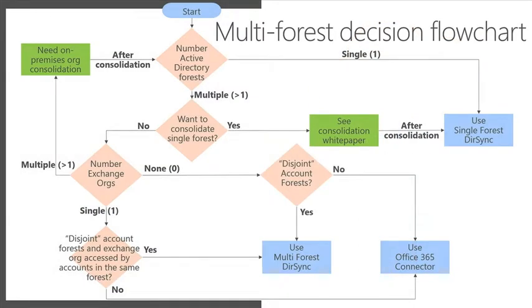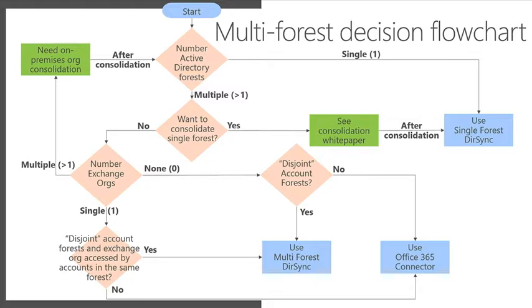Let's take a look at a small chart that I have prepared. If you start at the top and think about how many forests you have. If you have a single one, bam, you're okay. You can just use the DirSync tool that's directly available, and it's very simple. If you have multiple forests and you want to consolidate, we have a white paper on TechEd for consolidating forests. This is typically not what people want to do when they have multiple forests. There's some reason why you have forests. There are different geographies, or there are different parts of the organization that can't merge.